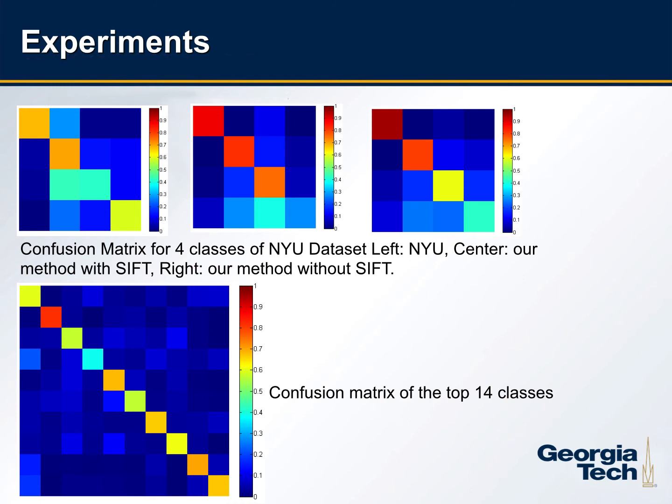This method yields surprisingly good results, as shown by the confusion matrix comparison below. The leftmost is the original method from the NYU depth dataset, showing the 4 general classes. The middle is our method with a bag of words of SIFT features, and the right is our method without SIFT. Below is the confusion matrix for the top 14 classes with our method.